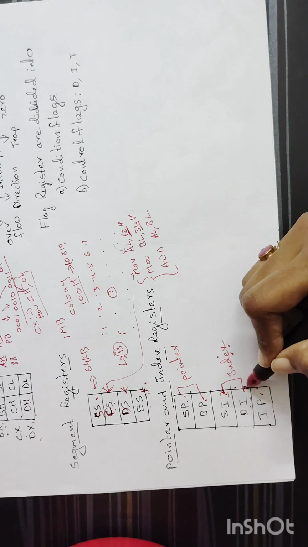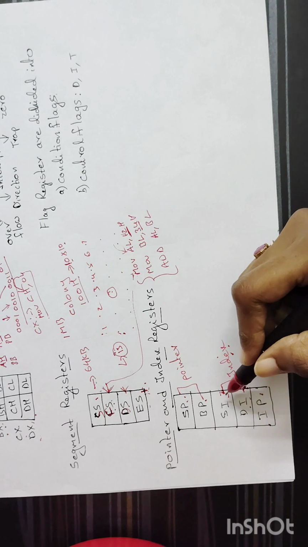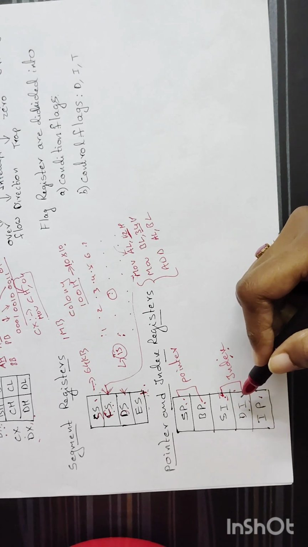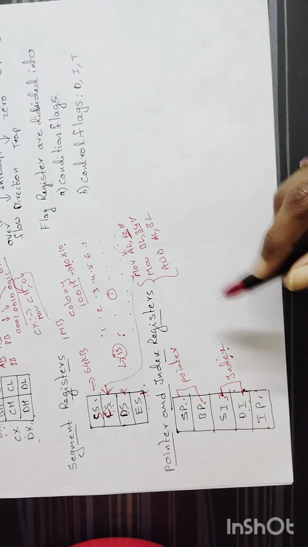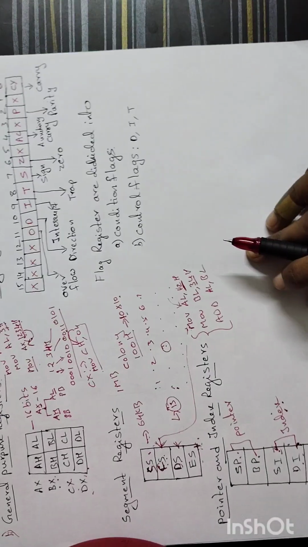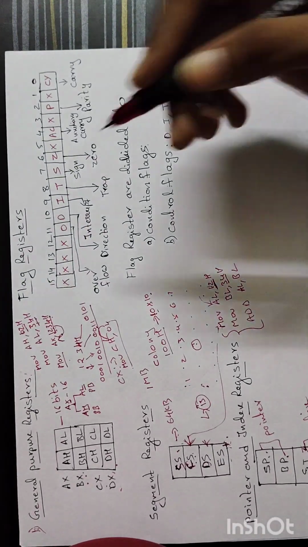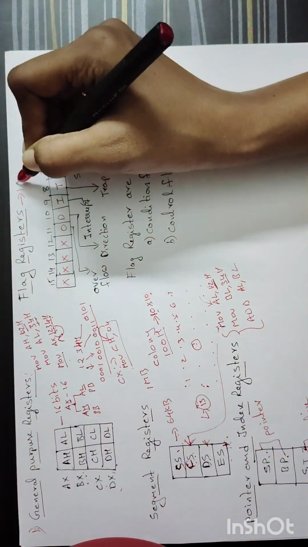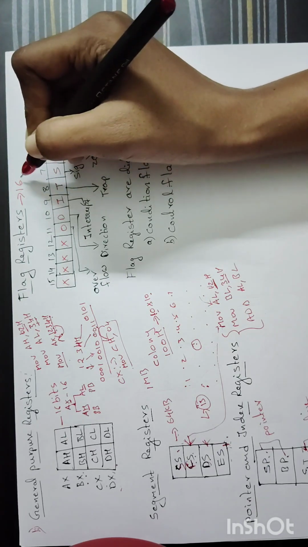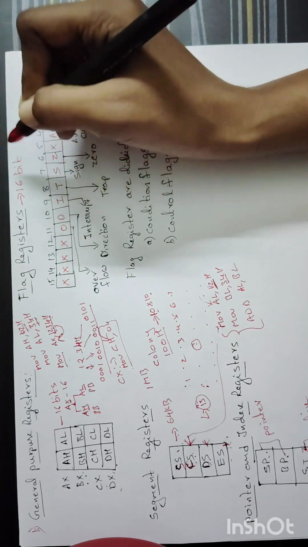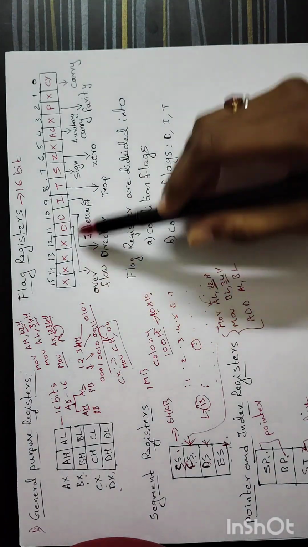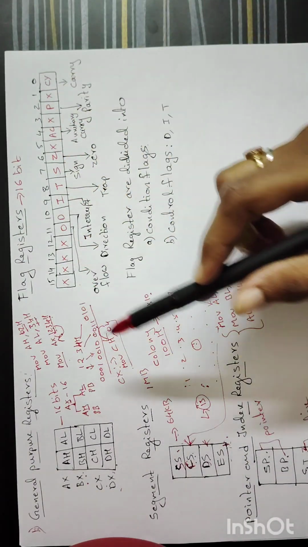These two index registers are mainly used for string manipulation. Now coming to flag registers. The flag register is also a 16-bit register. Here, see, this is 16 bits, 0 to 15.